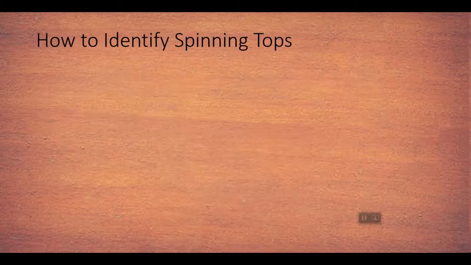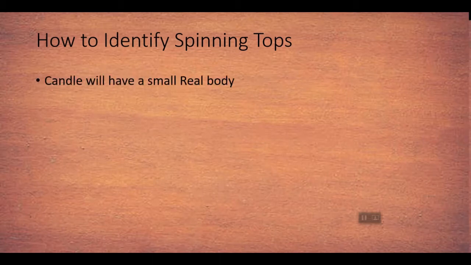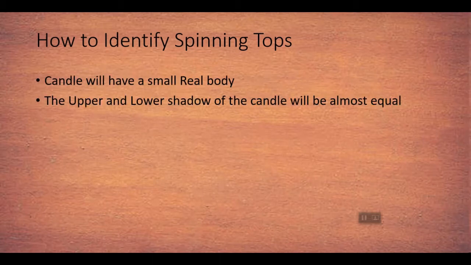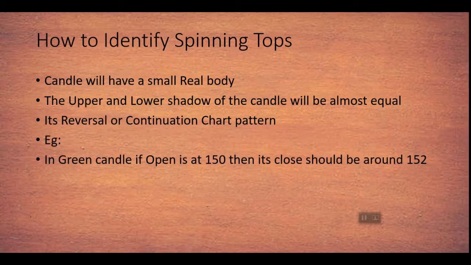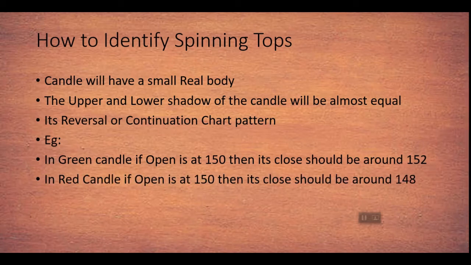How do we identify a spinning top? The candle will have a small real body, and the upper and lower shadows will be almost equal in size. It's a reversal or continuation chart pattern. For example, in a green candle, if the open is at 150 rupees in a stock, then its close should be around 150. If it is a red candle with the open at 150, then its close should be around the 148 level.